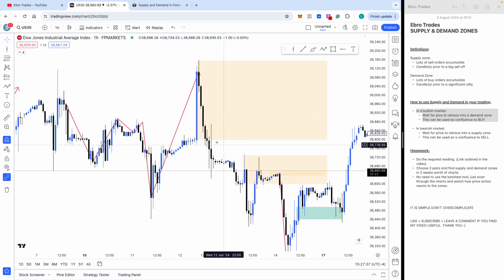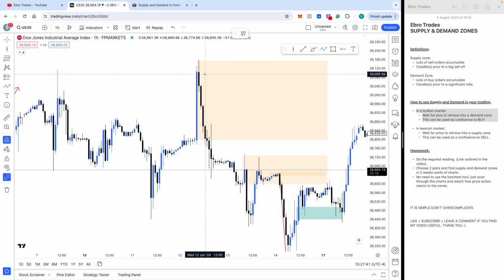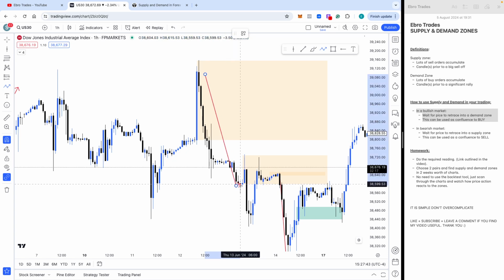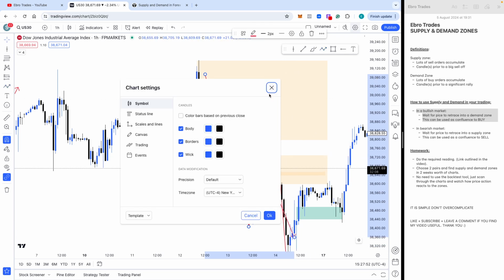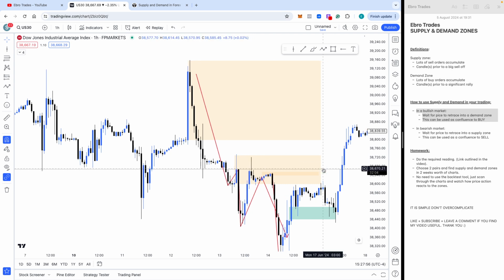What about this supply zone? Okay, price comes down. Let's get rid of this. So there were no trades up until this point. Price comes down, creates a supply zone. Price retraces into the supply zone before tanking. So this right here was a respected supply zone. I hope that makes sense.